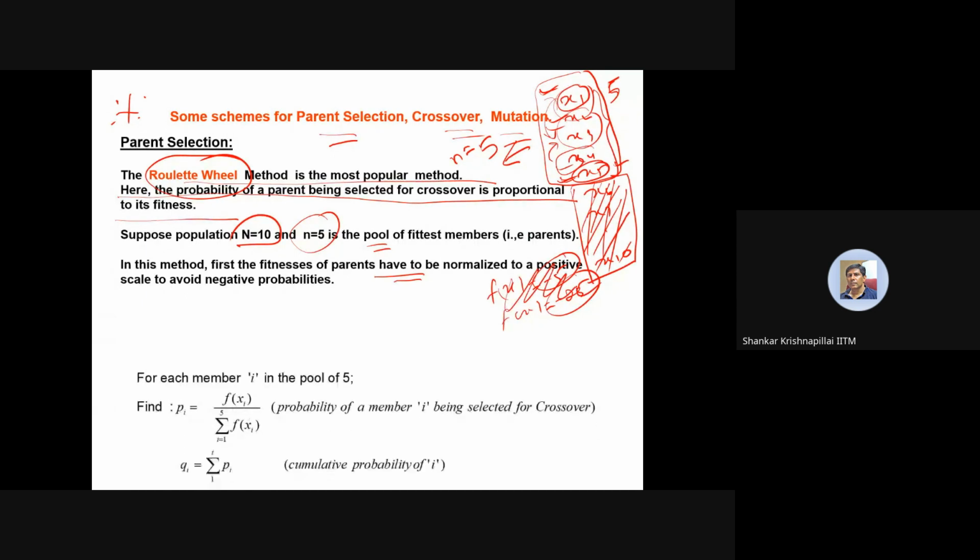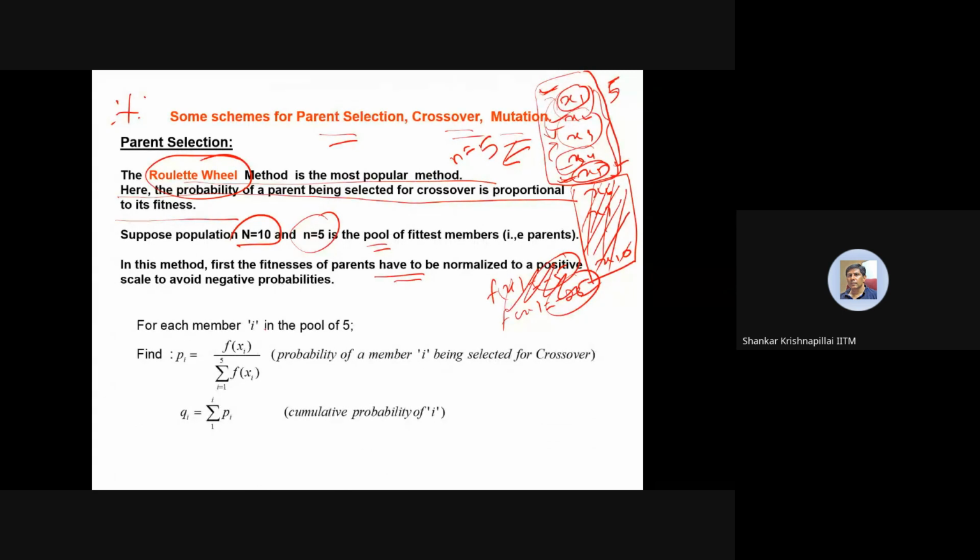Out of these 5 parents in the pool, the probability of selecting the ith parent is given by the fitness of that ith parent divided by the sum of the fitness of all the 5 parents. So that is the relative probability of picking the ith parent.